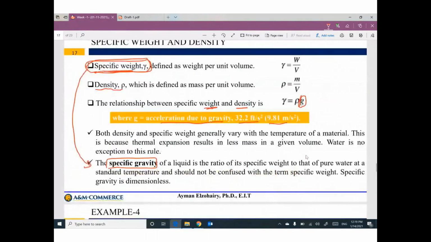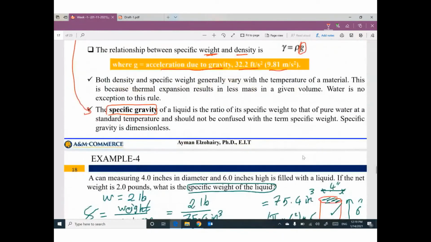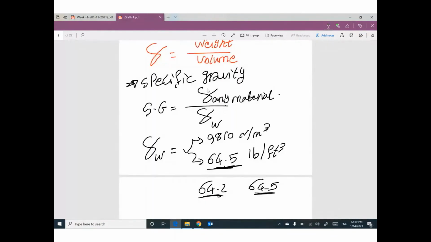Guys, I just remembered, I'm sorry for this mistake. The specific weight of water is 62.4. Okay, 62.4.